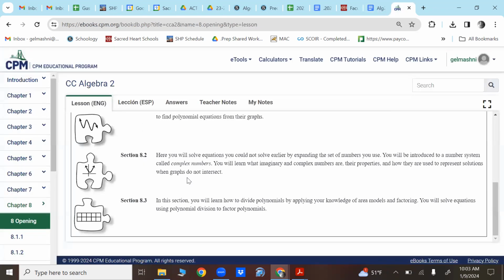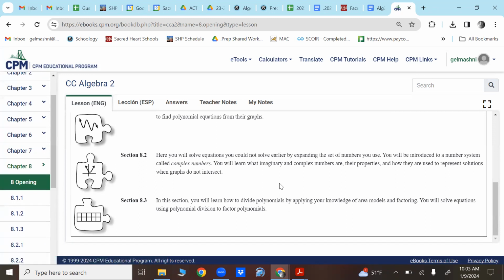And if we read the blurbs here for the last two sections of Chapter 8, here you'll solve equations you cannot solve earlier by expanding the set of numbers you use. So basically, equations that are quadratic equations or even polynomial equations that will involve the square root of a negative number, or something that we call an imaginary number. You'll be introduced to a number system called complex numbers. You'll learn what imaginary and complex numbers are, their properties, and how they're used to represent solutions when graphs do not intersect.